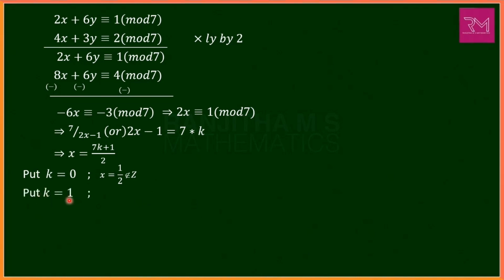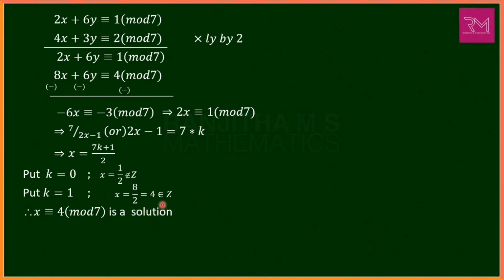So we put k equal to 1. If you substitute k as 1, 7 into 1 is 7, plus 1 is 8. So we get x value as 8 by 2, which is 4. Therefore we get x equal to 4, which belongs to the integers Z. Therefore we can conclude that x congruent to 4 mod 7 is a solution. So we get the x value as 4.